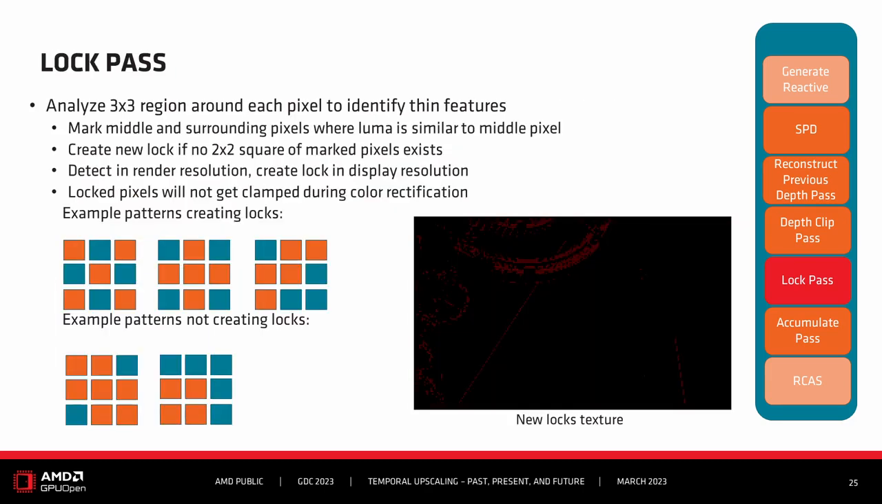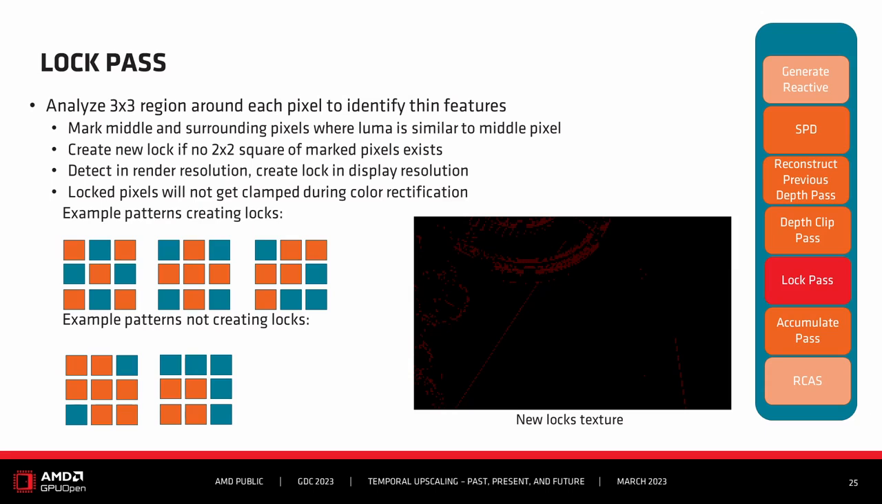The way the lock pass works is as follows. We analyze a 3x3 region of pixels and try to determine if the middle sample is part of a thin feature. To do that, we analyze the luminance of the pixel and compare it to the luminance of the surrounding pixels and check if the luminance of the surrounding pixels is similar to the one of the middle pixel. Then we mark those pixels where the luminance is similar and check if we find any 2x2 square of pixels with similar luminance.